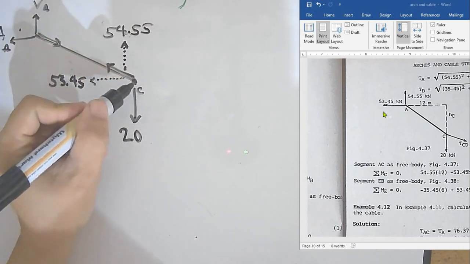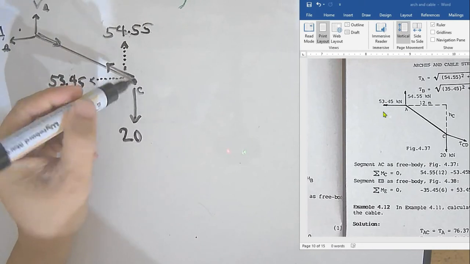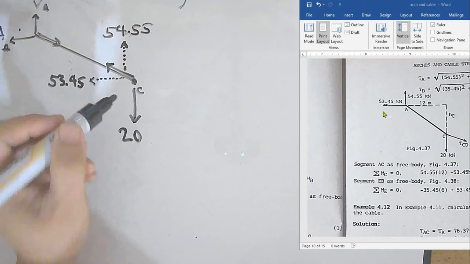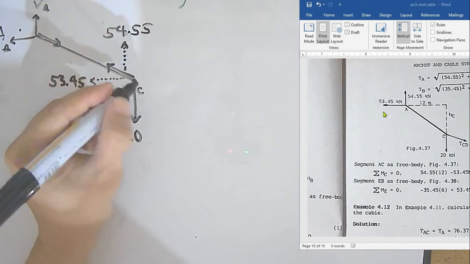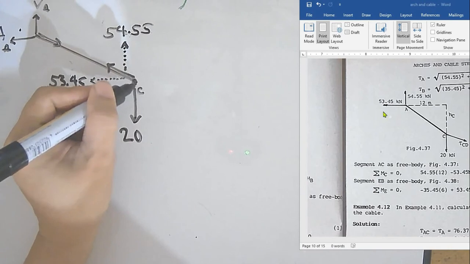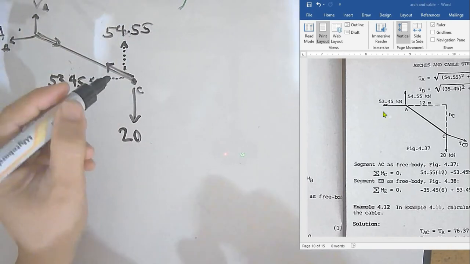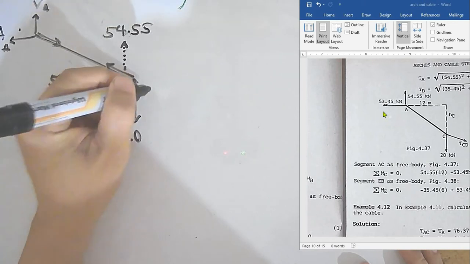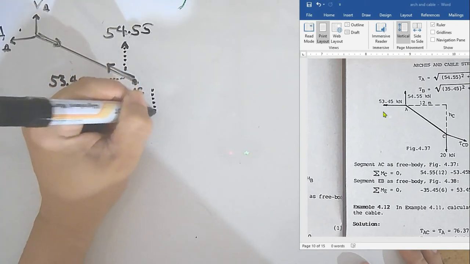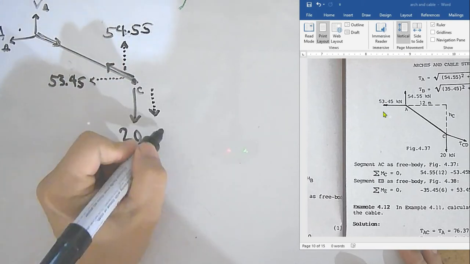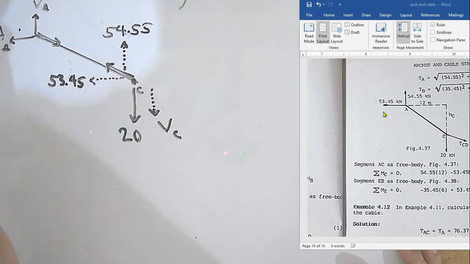Anong mangyayari sa point C? Gagalaw yan pataas, okay? So, kailangan mo ngayon ng additional force para maging stable yung point C. So, summation forces equilibrium should always be 0. So, meron tayong downward force. Now, let's take this as V sub C.